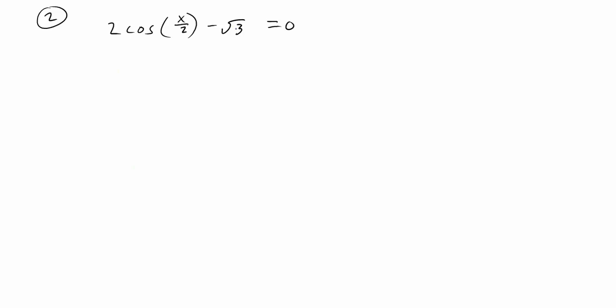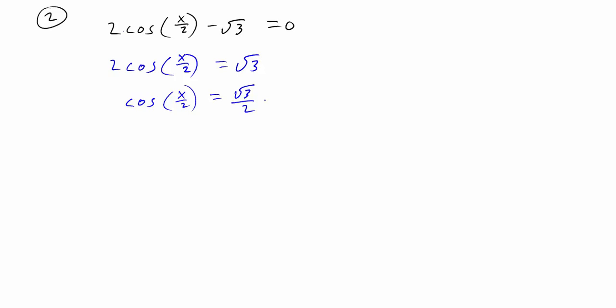So once again, the first step is we need to isolate the cosine of x over 2, and that means we need to get rid of the square root. So we would have 2 cosine x over 2. So to get rid of the square root of 3, we're going to add that. So that would be a positive square root of 3 on the other side. And then we want to get rid of the 2, so we have to divide by 2. So we would have cosine x over 2 equals the square root of 3 over 2.